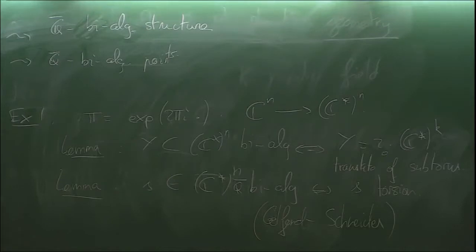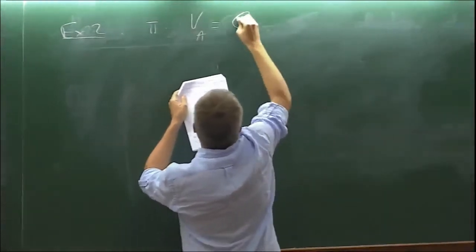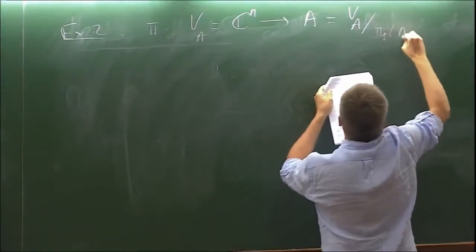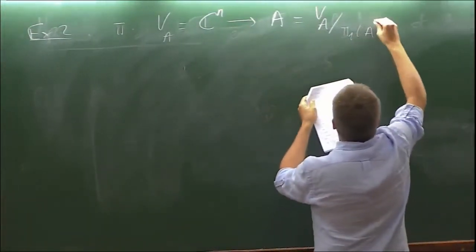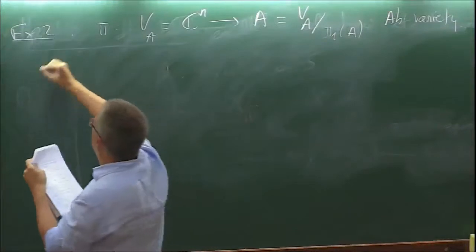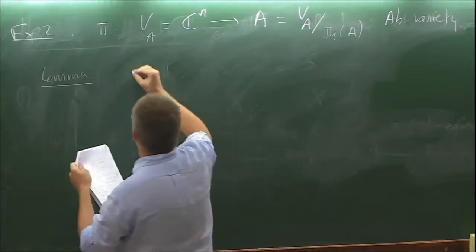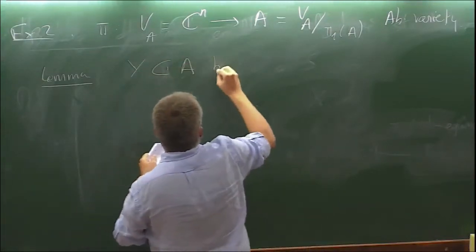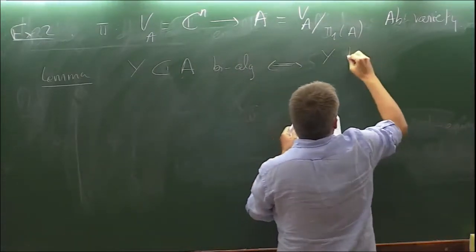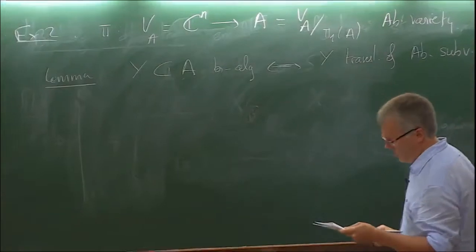Okay, let's do the case of abelian varieties, and you can already guess what happens. So you have this uniformization, where this guy is basically C to the n, okay? So this is my abelian variety. And this time this is really a nice exercise about the universal property of the Albanese morphism to prove that if y in A is bialgebraic, and this is the same thing as saying that this is a translate of an abelian subvariety.